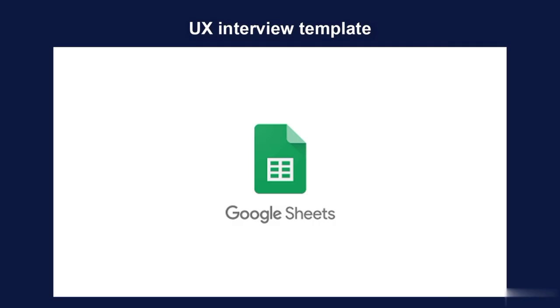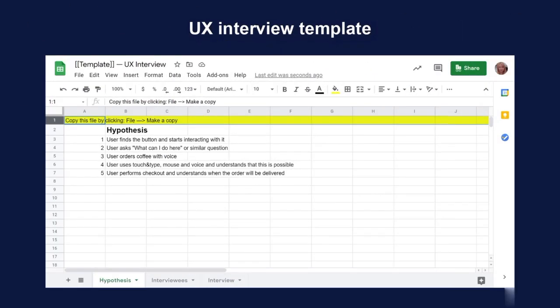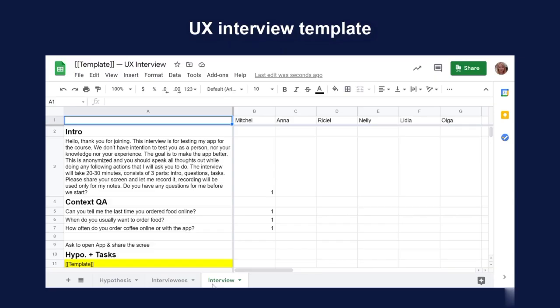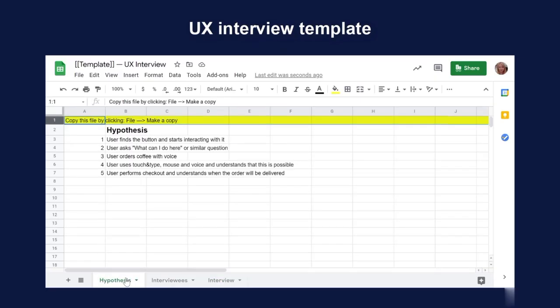In the VUX interview template, you'll see 3 tabs: Hypothesis, Interviewees, and Interview. The first tab, Hypothesis, is where you should put your statements, assumptions, or observations important for your app or business model that need to be tested by the research.